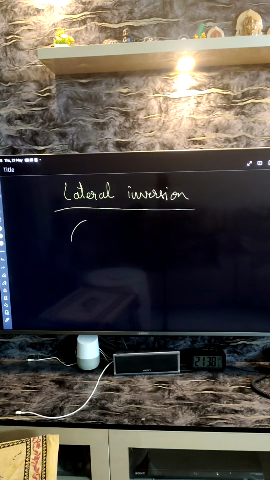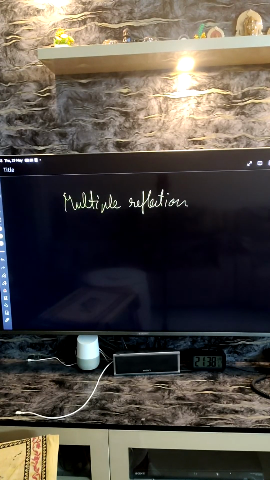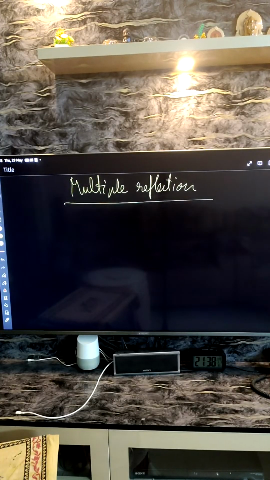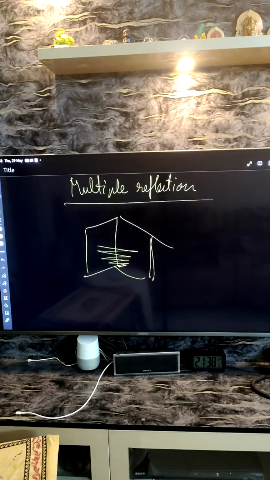Now, let us move on to multiple reflection. So what is multiple reflection? When you have two or more mirrors and you have a reflection between them, it results in a large number of images to be formed.